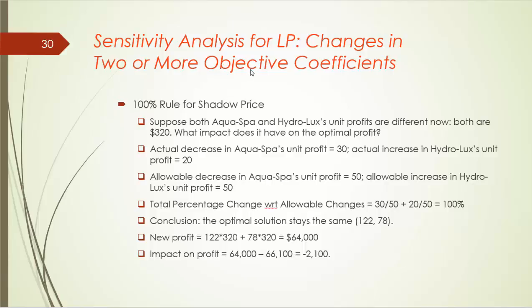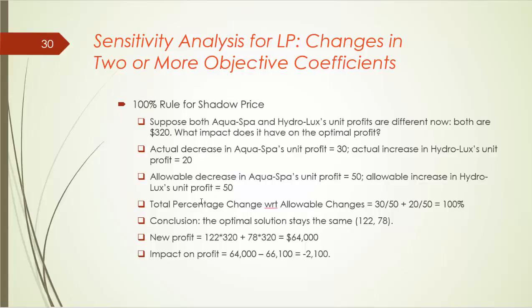Suppose both Aquaspar and Hydrolaxis unit profits are different now. Both of them are $320. What impact does it have on our optimal profit? First of all, we see this is an actual decrease of $30 in Aquaspar's unit profit and an actual increase of $20 in Hydrolaxis unit profit. Second, the allowable decrease for Aquaspar's unit profit is $50. The allowable increase for Hydrolaxis unit profit is also $50.